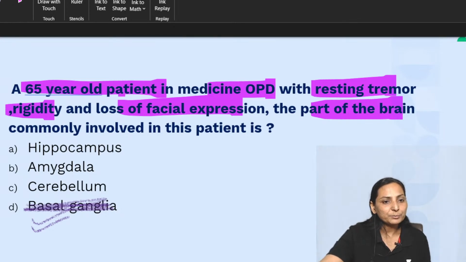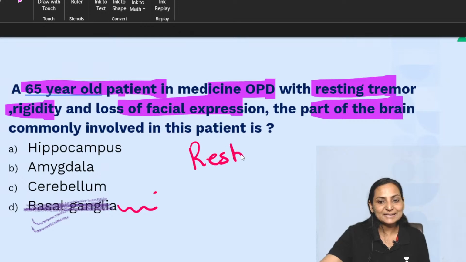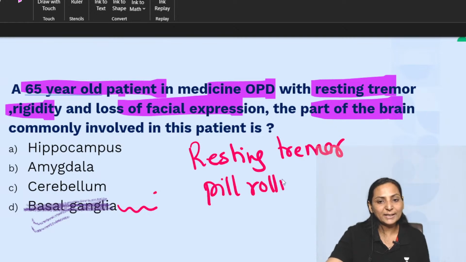Now, what important points are to be remembered with our basal ganglia, or with the questions given to us? Remember, if it is basal ganglia, there should be resting tremor, which you also call the pill rolling movement.